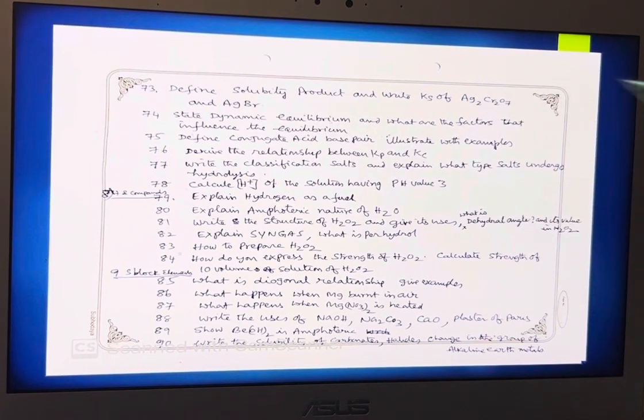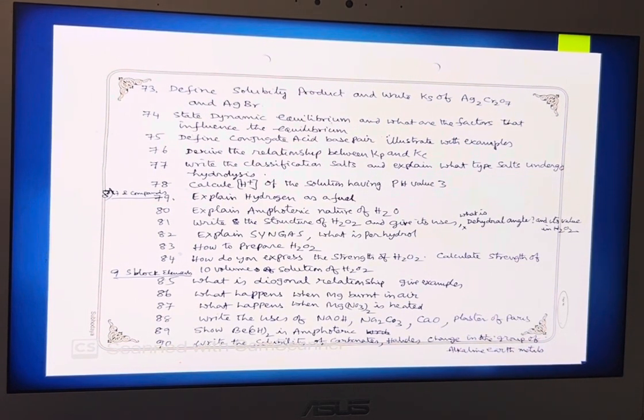First of all, you have to know the ionization: 2Ag plus and Cr2O7 2 minus. Similarly, AgBr will be ionized to Ag plus and Br minus. From those you can calculate the solubility product. If the solubility is S, then what will be its product, you have to calculate.